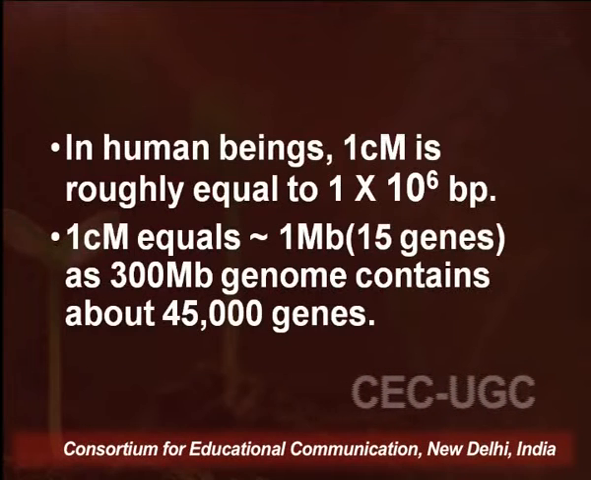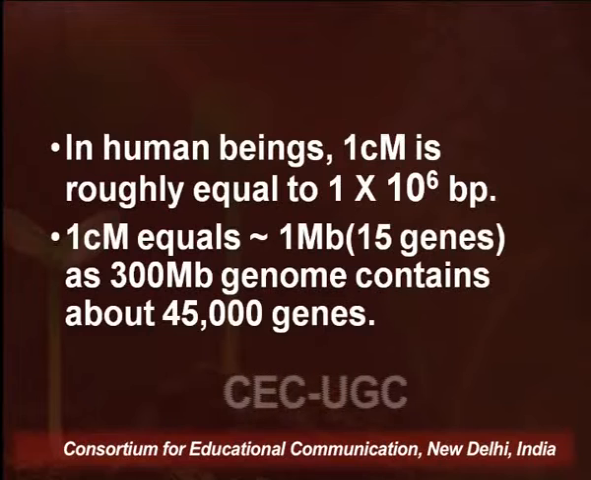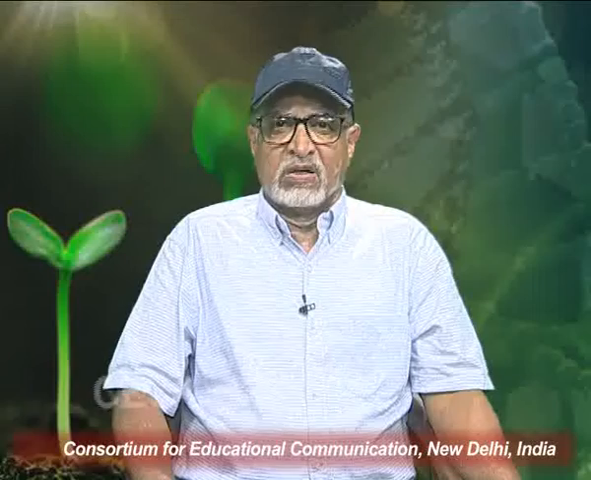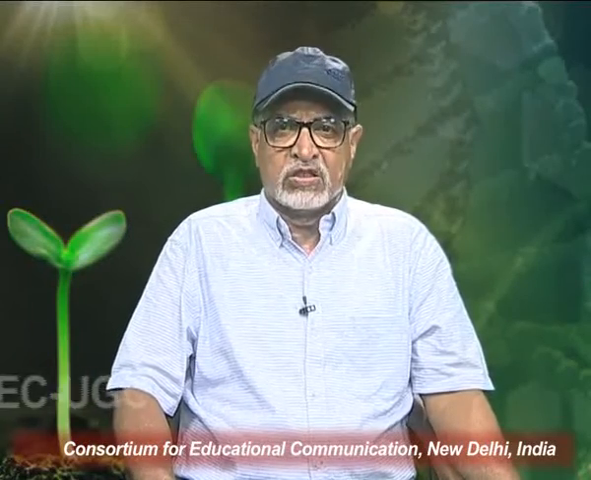If we talk of human beings, how do we apply this centimorgan unit? We say that 1 centimorgan, which is going to designate the distance between two adjacent genes, would be roughly equal to 1 into 10 to the power 6 base pairs. In fact, 1 centimorgan would equal 1 megabase, which carries around 15 genes. The logic behind this calculation seems to be that our genome has about 300 megabases, and they contain about 45,000 genes.